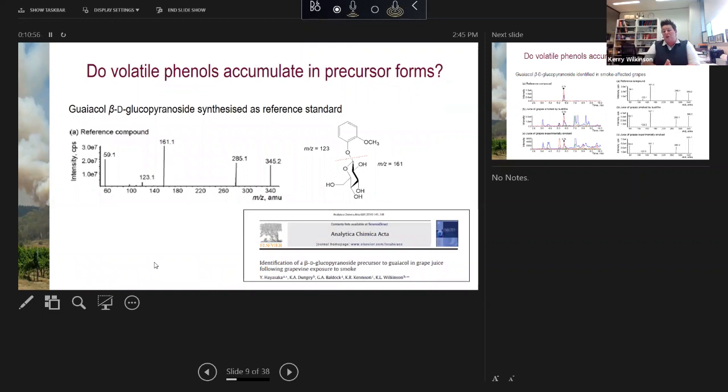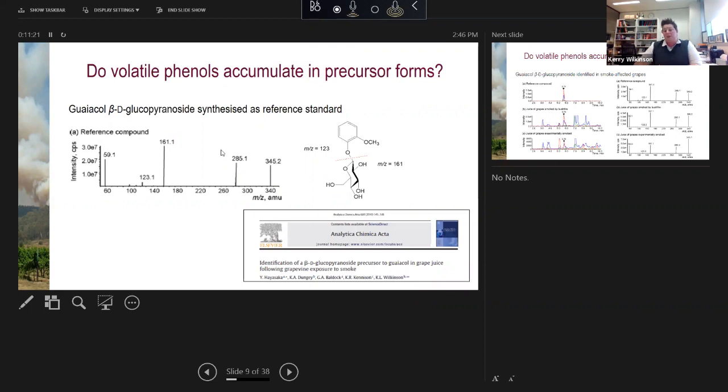So it was around this time that I moved from Curtin University to the University of Adelaide and established my own wine chemistry group. And so I wanted to continue working on smoke taint and thought, okay, let's pursue this idea of glycosides of volatile phenols. And so what we did was to actually synthesise an authentic standard of the beta-D-glucopyranoside of guaiacol.